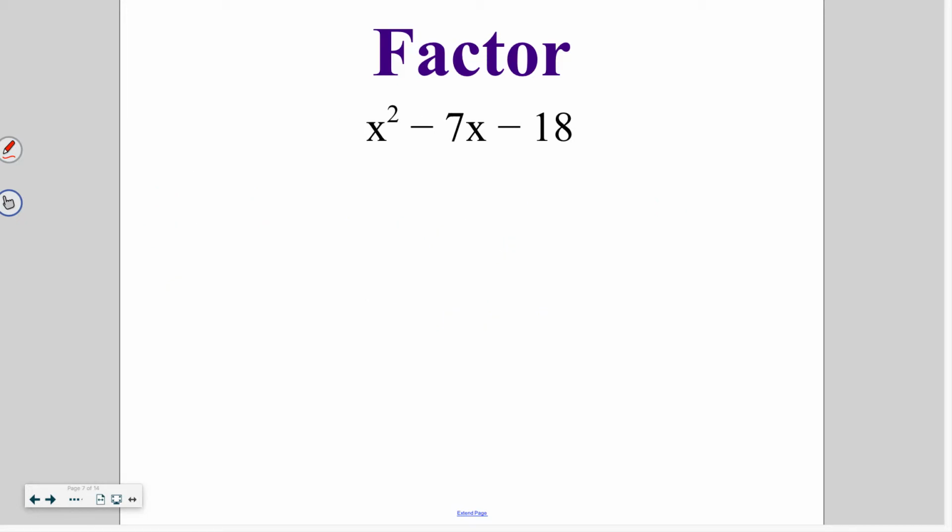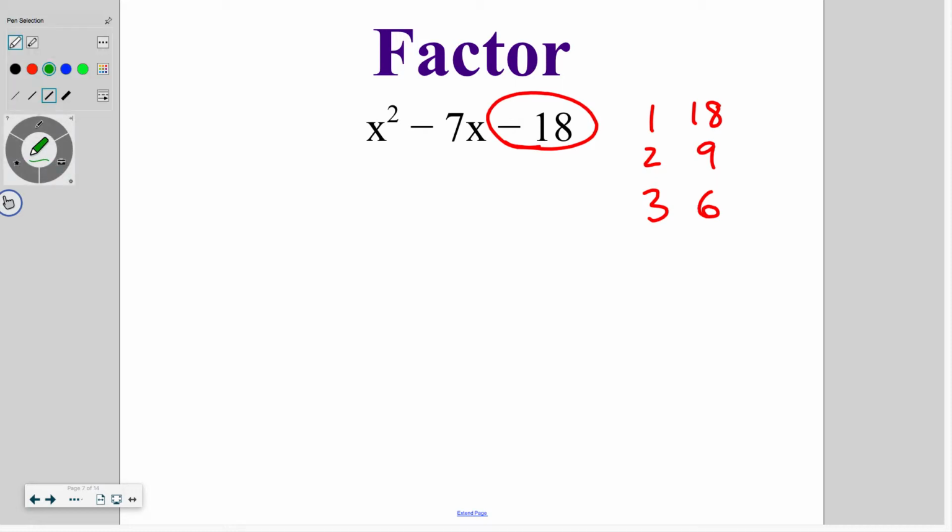Another example here, now we have a negative for that c value. So we've got negative 18. We're going to worry about the negative sign in a minute. The first thing you want to do is still just figure out the factors of 18. So 1 and 18, 2 and 9, and 3 and 6. We haven't worried about the negative yet because we don't know exactly where it's going to go. Now we look at that middle term, which gives us a negative 7.